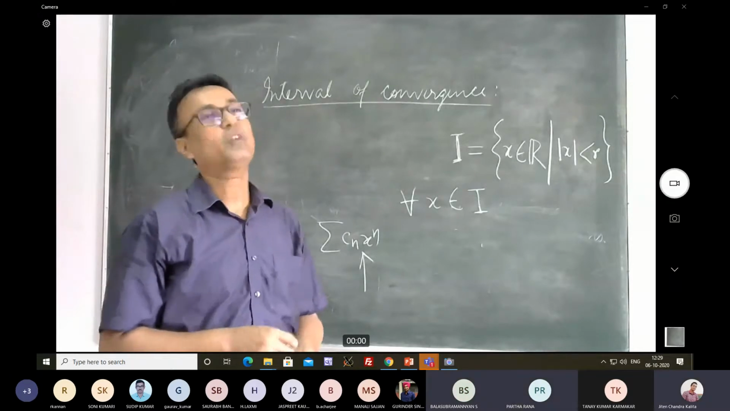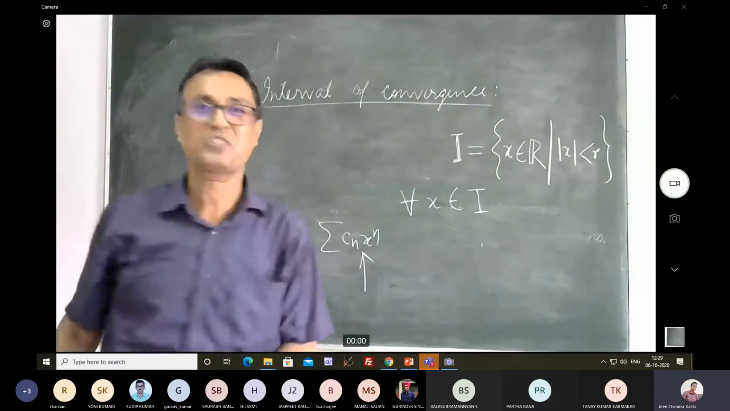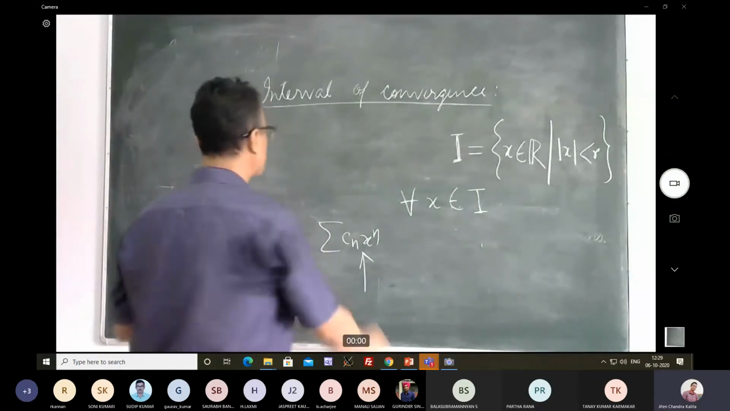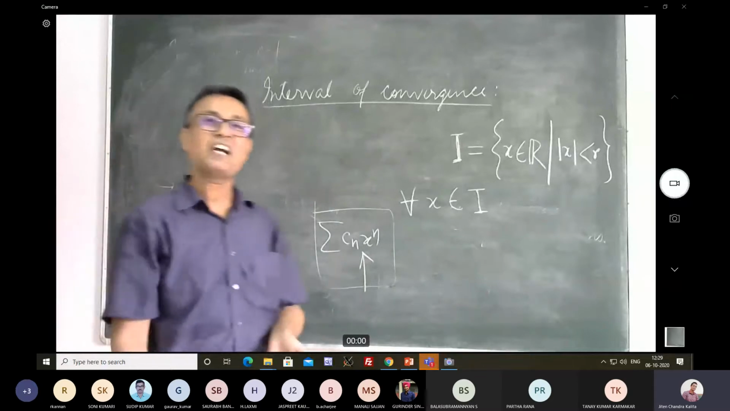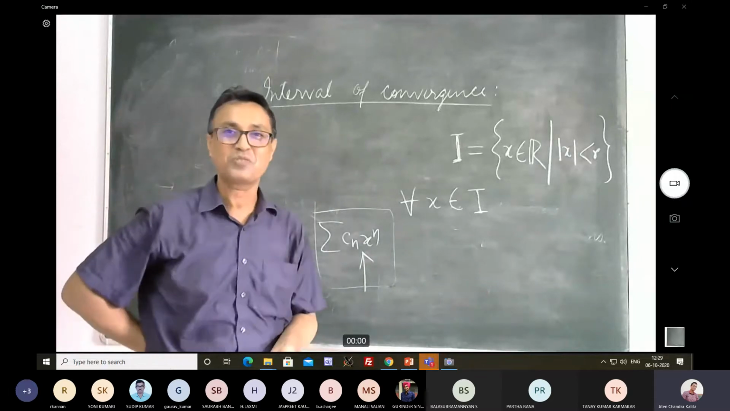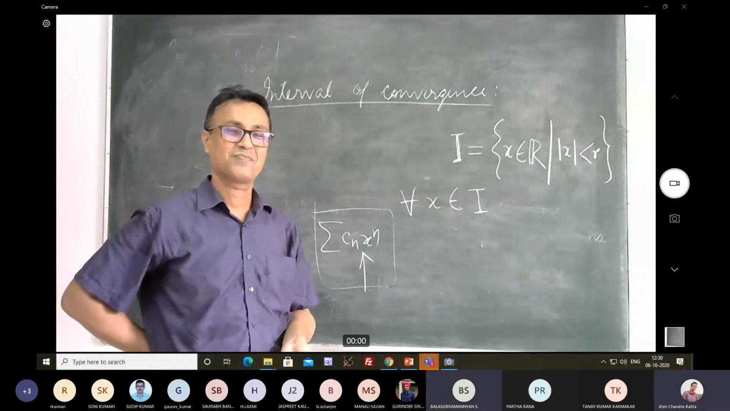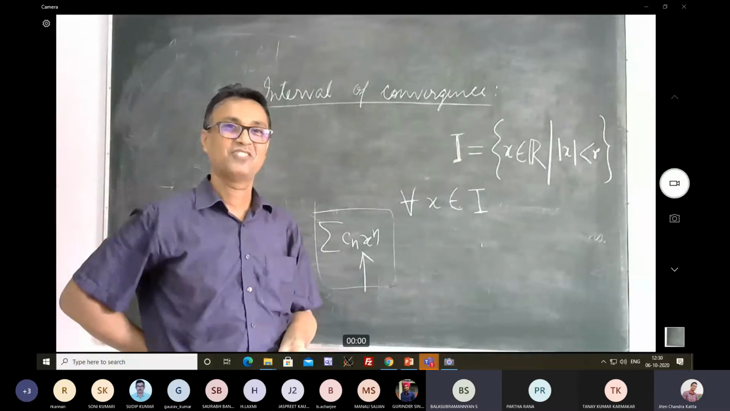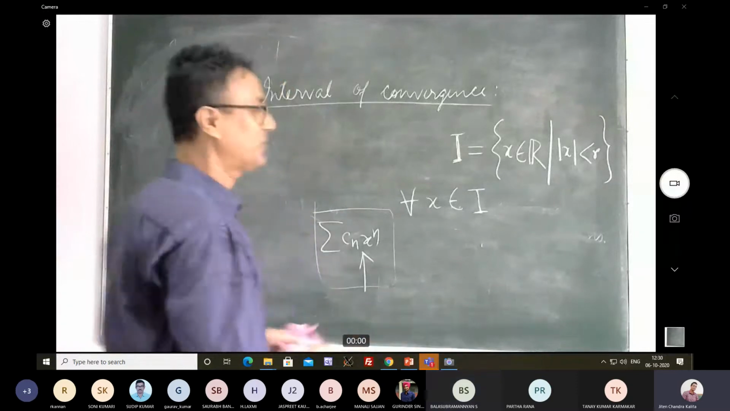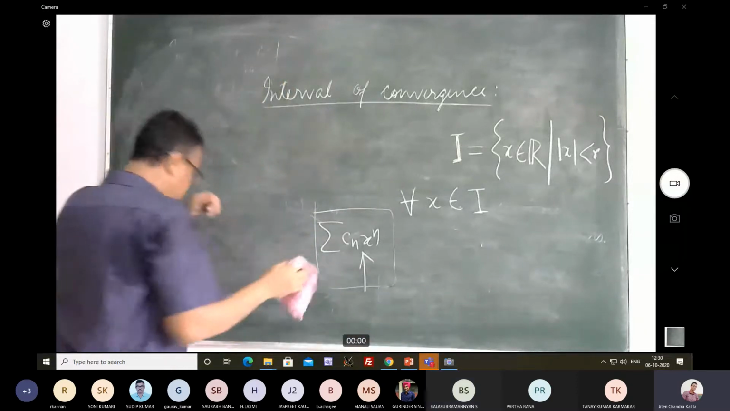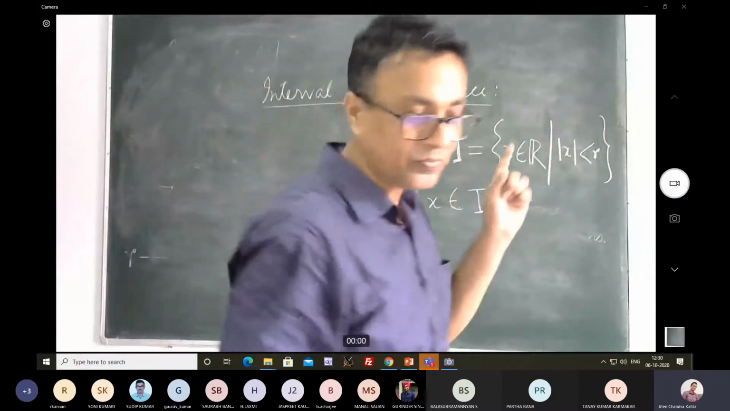Okay, so forget about the radius of convergence concept. Suppose I am simply considering this infinite series. Why am I not bothered about what happens to this series when x equal to 0? At x equal to 0, it is definitely convergent. So that is trivial. Okay, fine. So this is about interval of convergence.